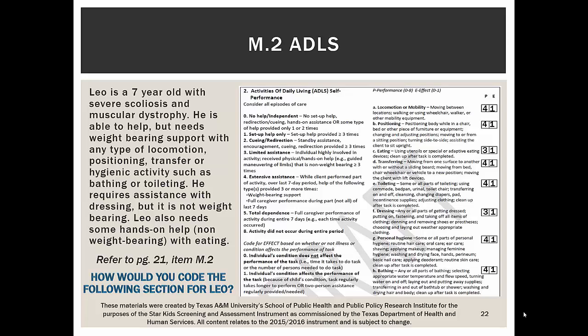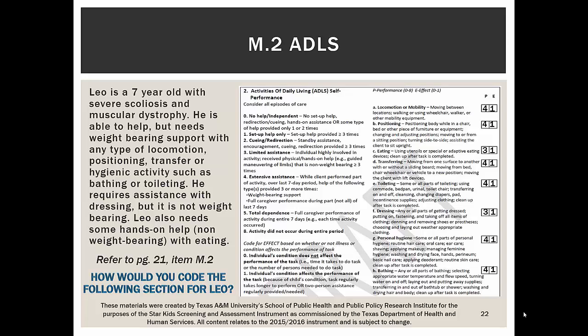So we would code locomotion or mobility performance as 4, extensive assistance, and effect as 1. We would code positioning performance as 4, extensive assistance, and effect as 1. We would code eating performance as 3, limited assistance, and effect as 1. We'll code transferring performance as 4, extensive assistance, and the effect is 1.